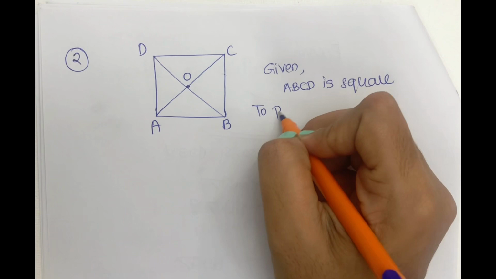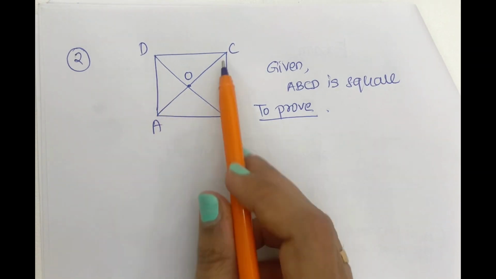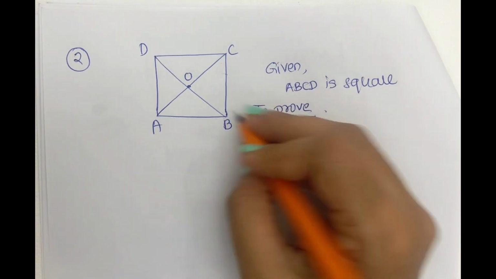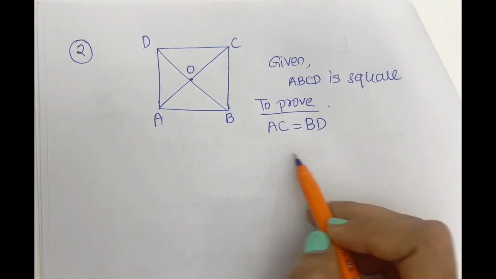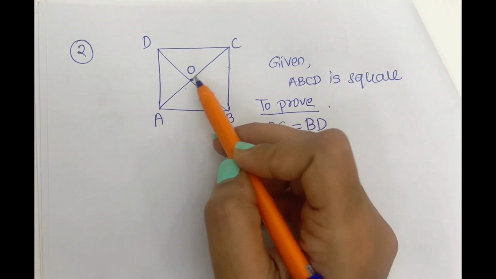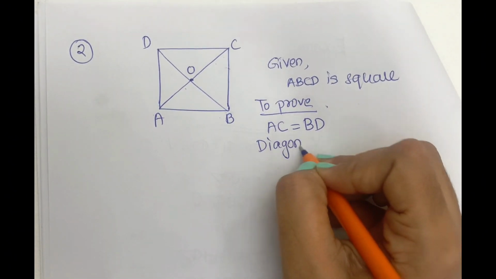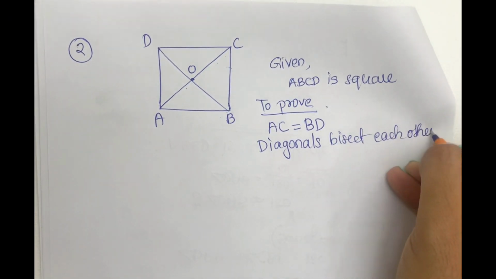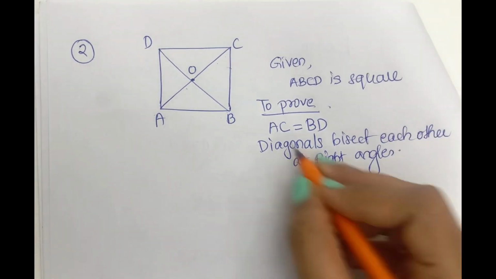To prove, we have to prove the diagonals of a square are equal, that is AC is equal to BD. And also we have to prove they bisect each other at right angles. That is, they bisect each other, AO is equal to OC, and the diagonals bisect each other at right angles. So these two things we have to prove.